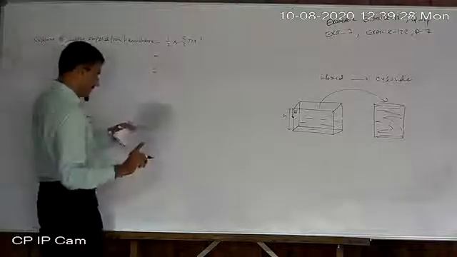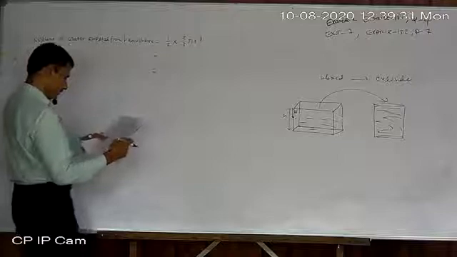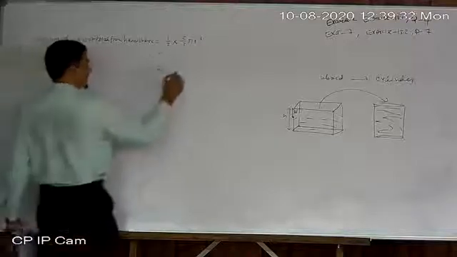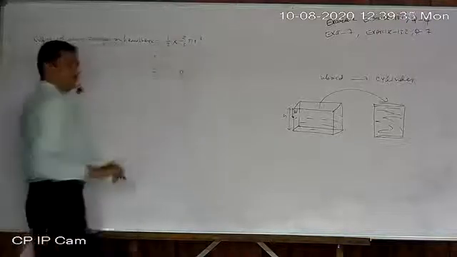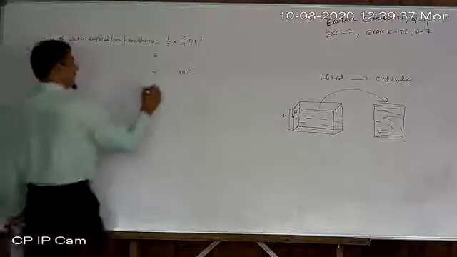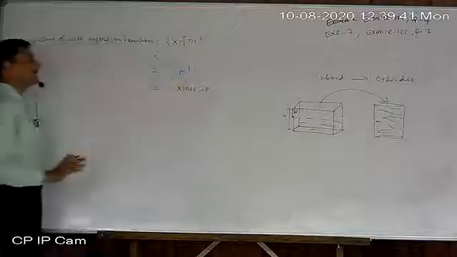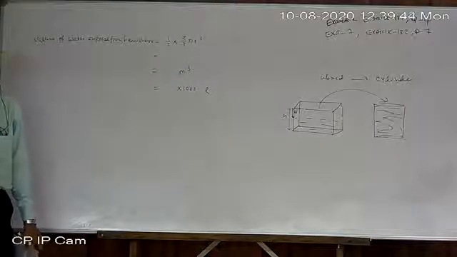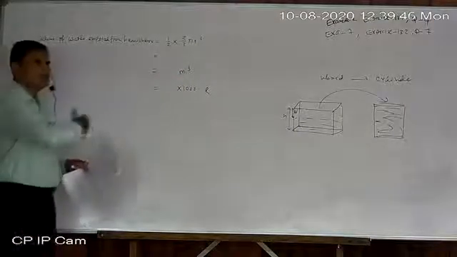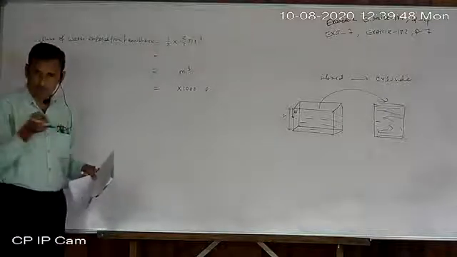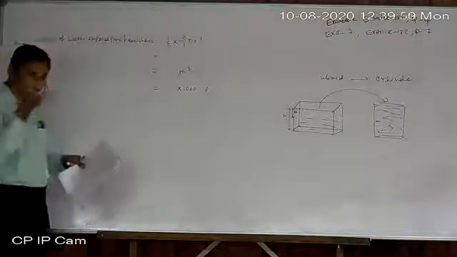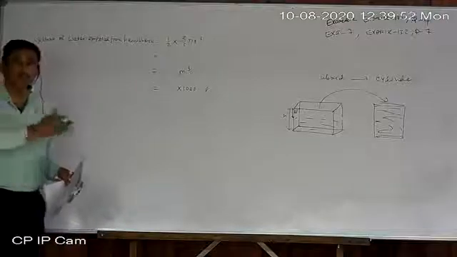The volume will be in which unit? Meter cube, because the radius is given in meters. Then multiply by 1000, so it will be liters. So you will get liters at this stage. How much water is flowed by the pipe? Not the whole tank, only half the tank's water is removed.